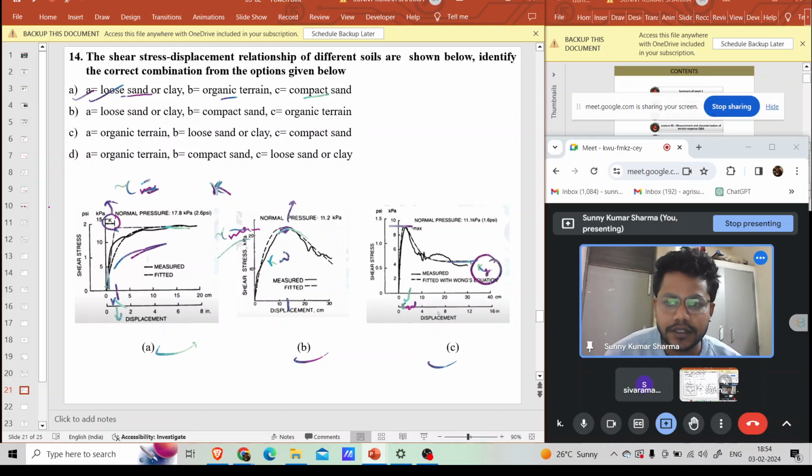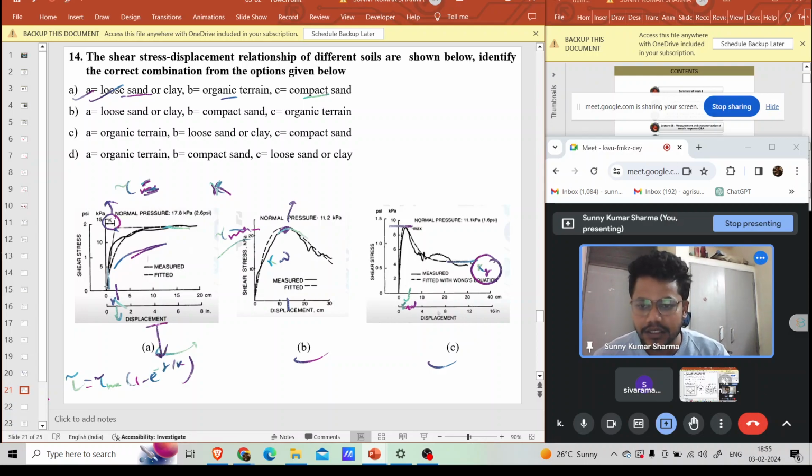So for different soils, we have different shear stress formulas that you can note. I have written that formula for you. You can write for loose soil: tau equal to tau max into 1 minus e to the power minus j by k. This j is nothing but this displacement. This tau max is C plus sigma tan phi. This is the maximum shear stress which you can develop.